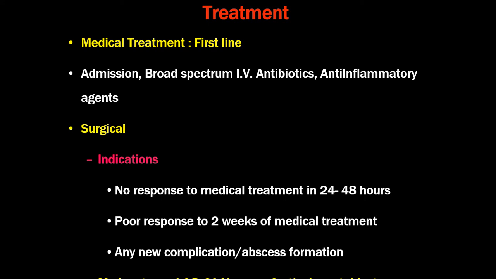The indications for surgery are when there is no response to medical treatment in 24 to 48 hours. The patient has to be better with the use of medications by 24 to 48 hours. Also when there is poor response to 2 weeks of medical treatment, or any new complication or abscess formation occurs, because as you know, when the patient is having complications, there is a chance of 1/3 complications might be there. So the patient might have more than one complication together. Myringotomy, incision and drainage of the abscess, or cortical mastoidectomy can be performed when the patient is having acute coalescent mastoiditis due to ASOM. But when the patient is having mastoiditis due to CSOM, aural disease, then mastoid exploration is to be performed.